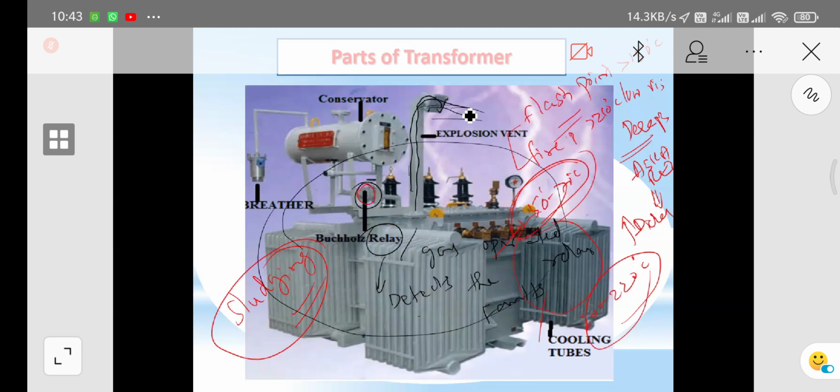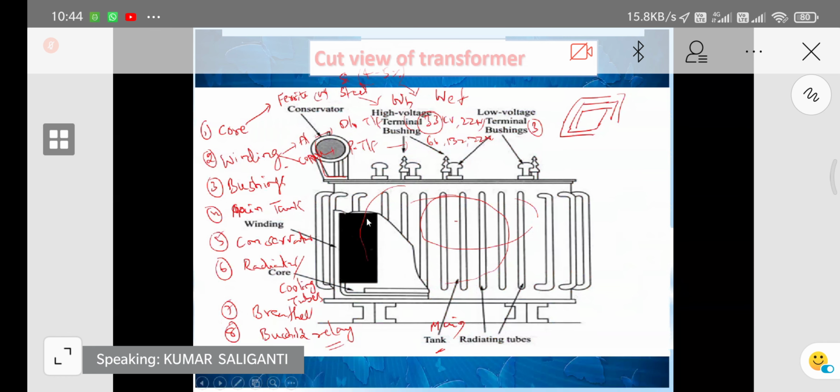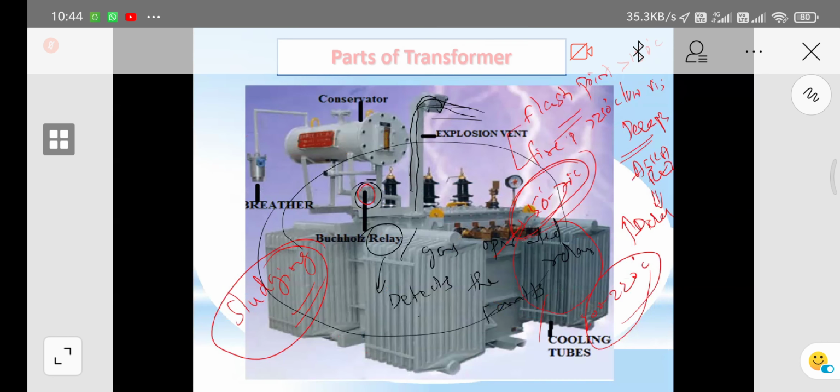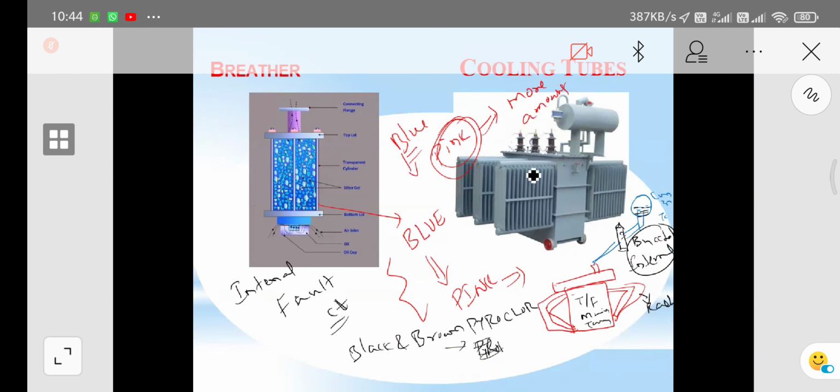So these are the main parts of the transformer. The core is ferrite steel. Then the windings, bushings, main tank, conservator and radiator. These are the radiators and coolant tubes. Generally this is a radiator, but these are all cooling tubes here. Each cooling tube has 5 mm thickness.